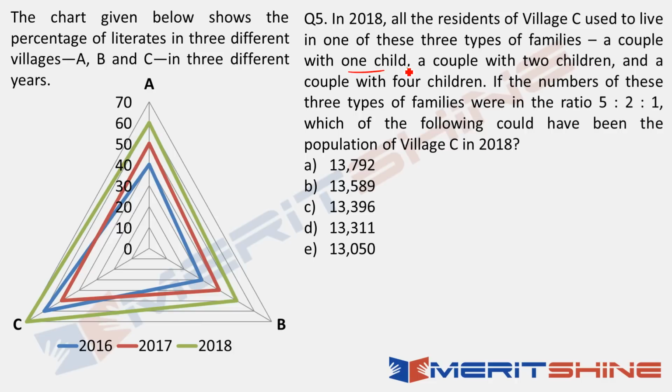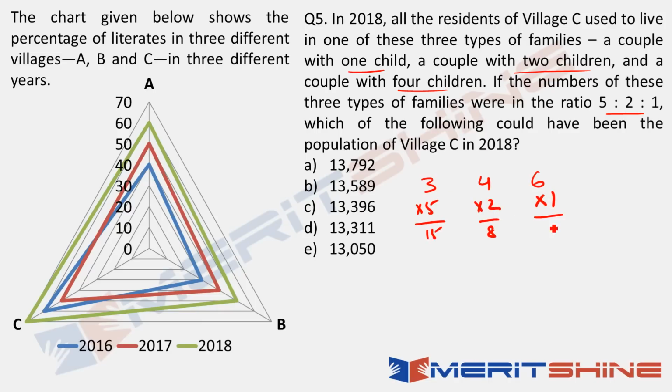A couple with 1 child, so it's a family of 3. A couple with 2 children, it's a family of 4. And a couple with 4 children, that's a family of 6. So just 3 kinds of families. It generally doesn't happen in practical life, but yes, questions are framed like that. And the number of these 3 types of families were in the ratio 5:2:1. So it will be 5 into 3, 2 into 4, 1 into 6. So this is 15, this is 8.